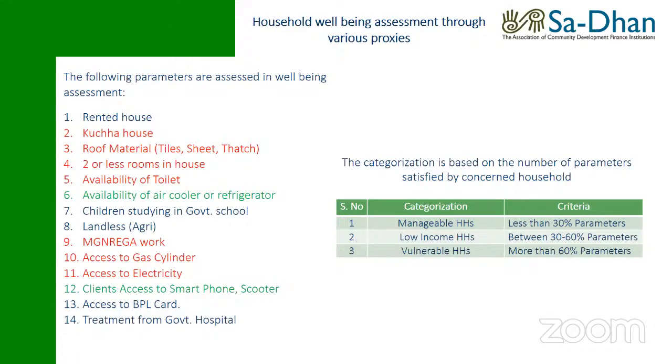We've categorized the households into three categories. One is vulnerable household, that is the lowest strata. Second is low income households, and third is manageable households. All these three come under the poor household definition that is defined by the RBI. So out of these 14 parameters, if a household qualifies for 60% or more, it would be termed a vulnerable household. If it is between 30 to 60%, they will be low income households. If less than 30% of parameters are satisfied, they will be manageable households. So these are the three different categorizations, and based on these 14 parameters, households can be categorized.